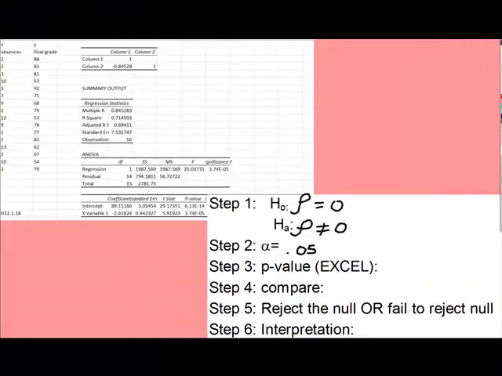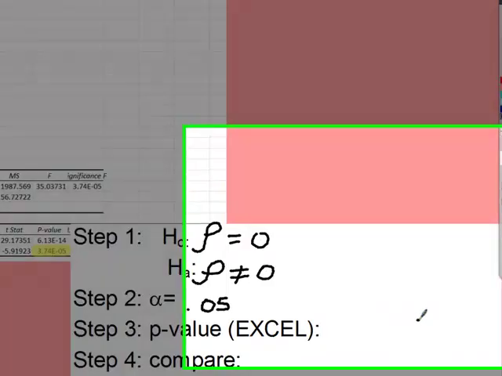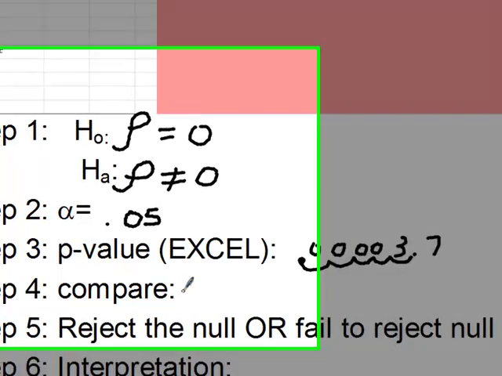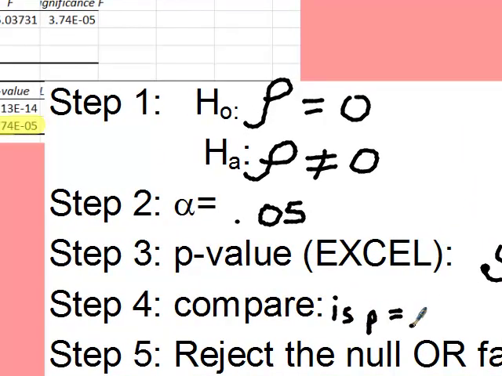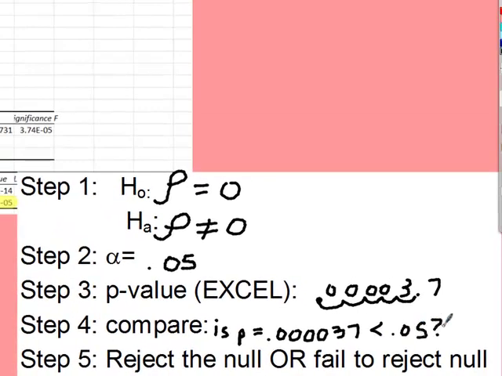3.7 e to the negative 5. That means I would have 3.7 to the negative 5 power. 1, 2, 3, 4, 5. Those would all be filled in with zeros. So I ask myself, is p, which equals 0.000037, less than alpha, which is 0.05? My answer is yes, that is smaller. Therefore, I will reject the null.